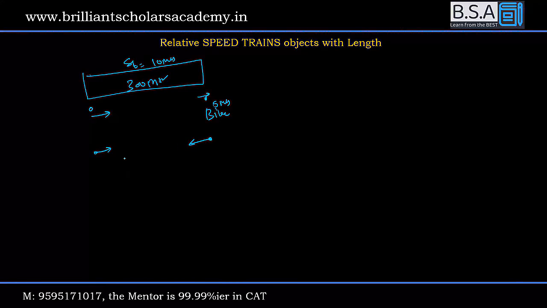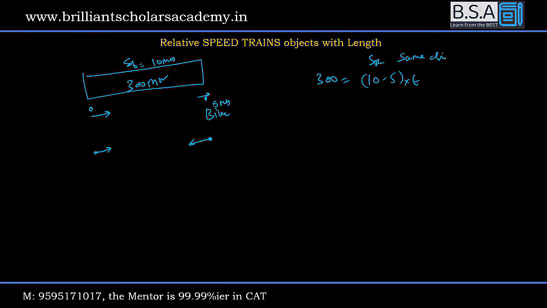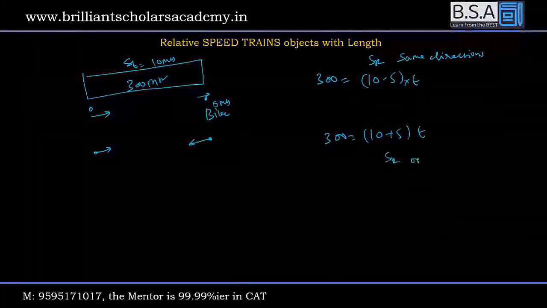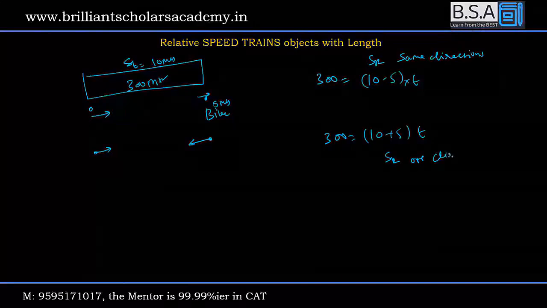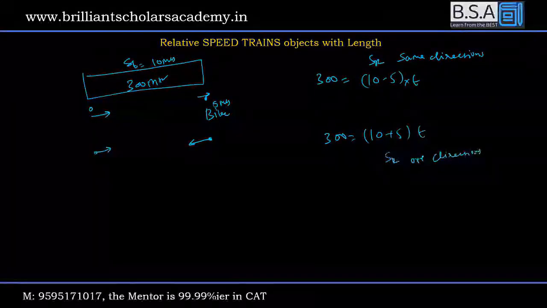So if they are going in the same direction, 300 is equal to (10 minus 5) into t, that is speed relative, same direction. If they are going opposite to each other, 300 is equal to (10 plus 5) into t. Don't mug up formulas. Observe, that is speed relative, opposite directions.